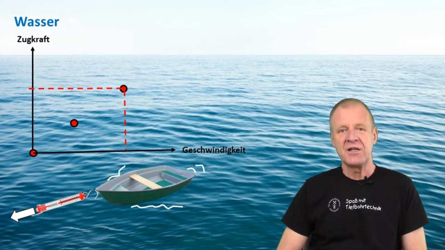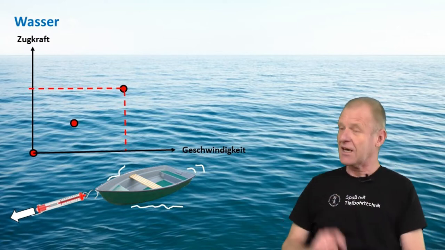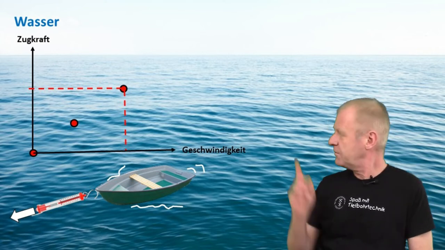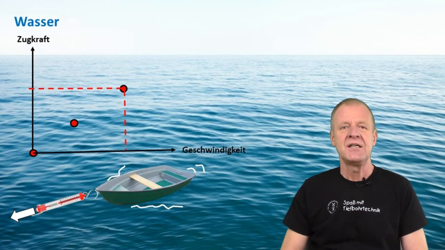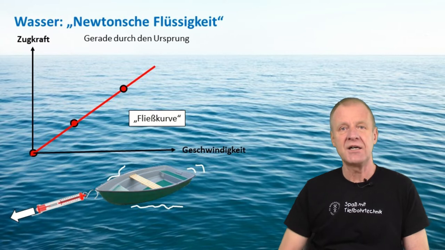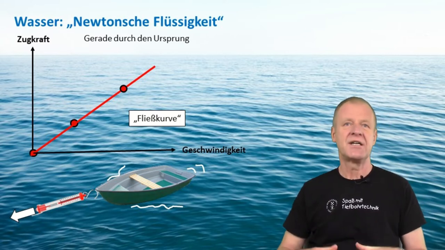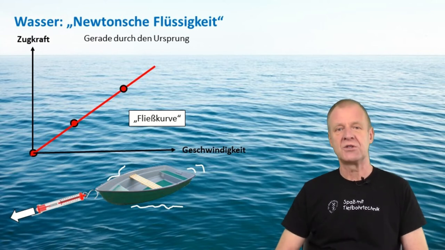But if scientists investigate such things, they love to draw diagrams, just like the one you can see behind me. In the diagram, we see the pulling power on the vertical axis and the resulting boat speed on the horizontal axis. And the curve in the diagram is called a flow curve. If the flow curve is a straight line which runs through the origin of the chart, then we are dealing with a Newtonian fluid. Water is such a Newtonian fluid.